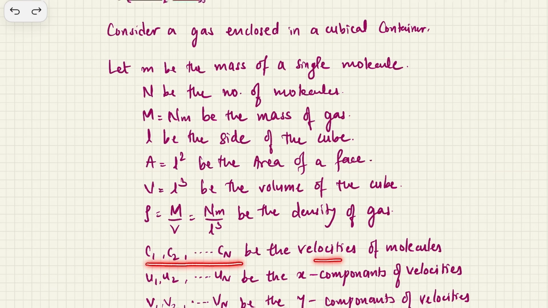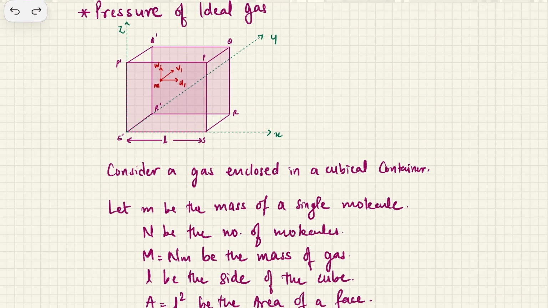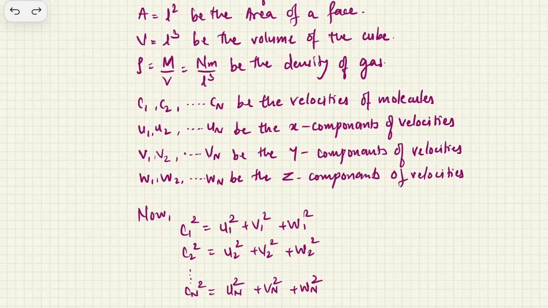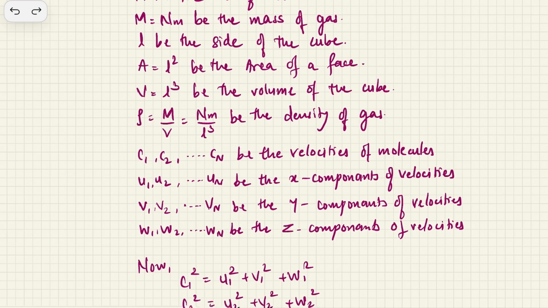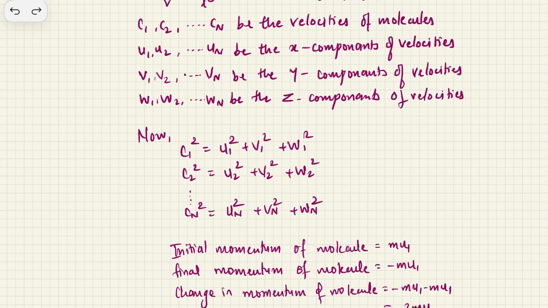C1, C2, C3 are the velocities that I have mentioned already. U1, U2 are the x components, V1, V2 are the y components, and W1, W2 are the z components. This is all we are going to utilize in the entire derivation. So let's see going forward. Now what I'm going to do is find out the velocities first, because this is going to be needed at a later stage of the derivation.